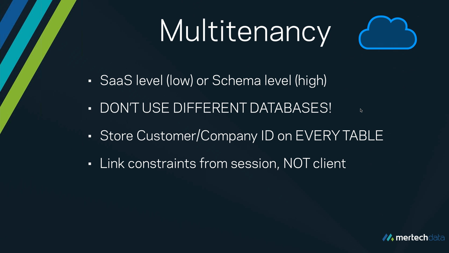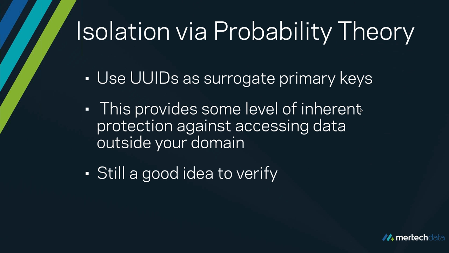The next area that we're going to talk about related to isolation is what I call isolation via probability theory. This is the concept of using, now some of these are terms that we don't see used in the DataFlex market very often, UUIDs as surrogate primary keys. A surrogate primary key is just the opposite of a natural primary key, which is basically a primary key based on data that is part of the information you're recording, whereas a surrogate primary key is something that's going to sit in its place, something we made up to serve as a primary key.